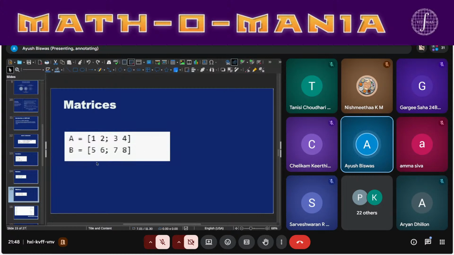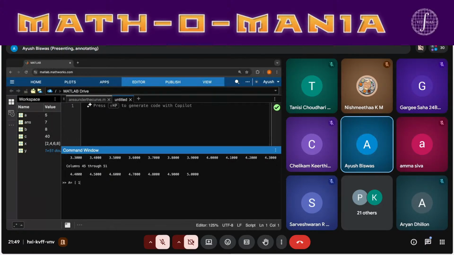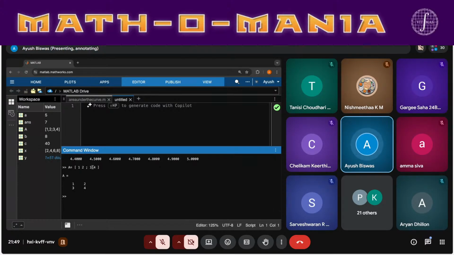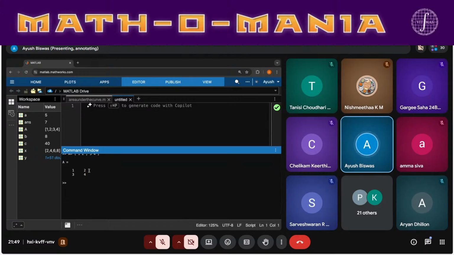Next, we go into matrices. Matrices are defined pretty much the same way as vectors, but in matrices, you put a semicolon to indicate the end of a row and you start a new row. So we can say that A is equal to 1, 2, then semicolon, 3, 4. Even though you define it with a semicolon, when you run it, MATLAB shows it the way you usually write matrices, so it's pretty easy to see.